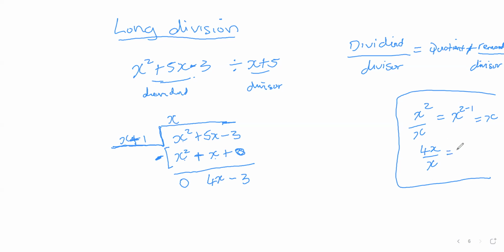It's going to be, by the laws of exponents, 4x to the 1 minus 1, which is 4x to the 0, which is 4, basically. By the laws of exponents. So it's a positive 4. Take this answer, multiply each term in the divisor, put the answer there and subtract. 4 times x, 4x.